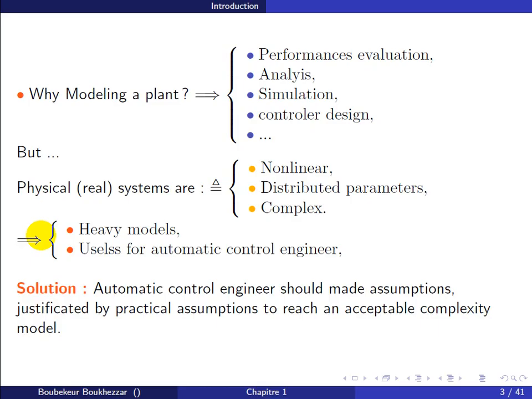For persons that have taken a course on linear system control, you only use simple models like state space representations or transfer functions for controller design. So the solution is to make some assumptions that practical considerations justify, to get a model of acceptable complexity.